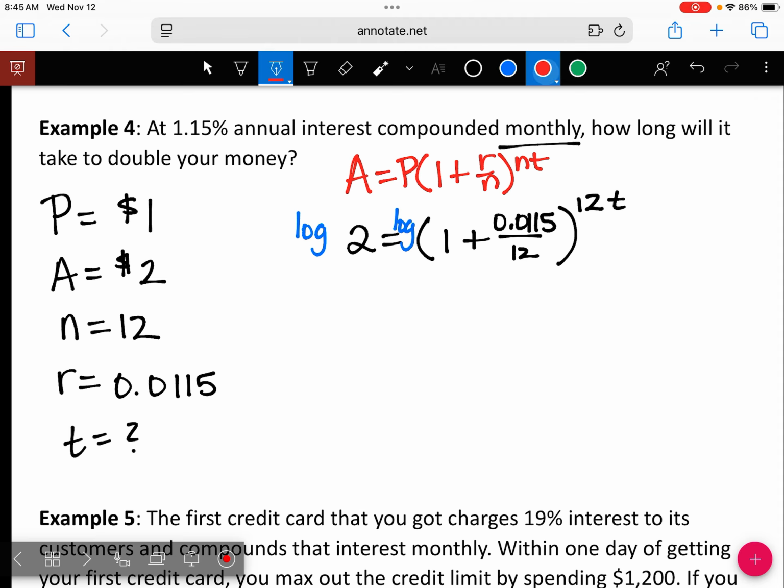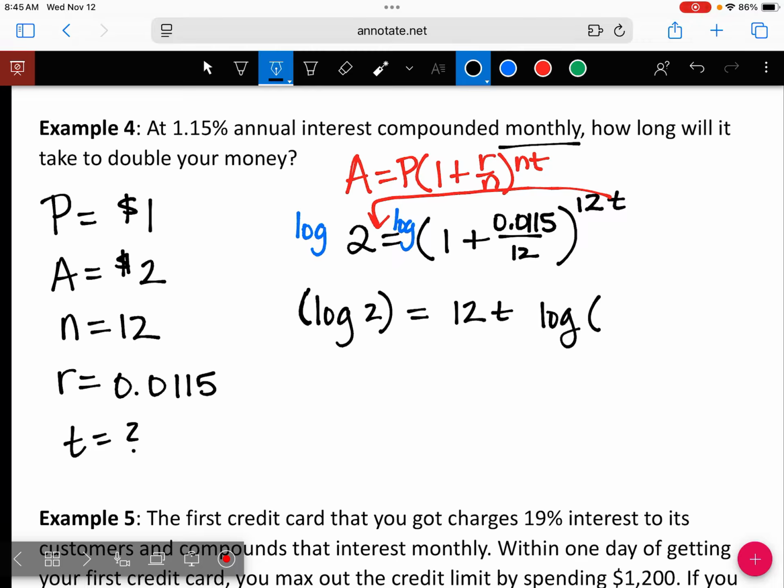When I do that, it's simply going to move this to the front. So what it's going to give me is log of 2, I'm going to just put that in parentheses, equals 12t log of that big ugly parentheses. So this is where we have to do some really fancy calculator work. But our calculator can do it. It can do it.